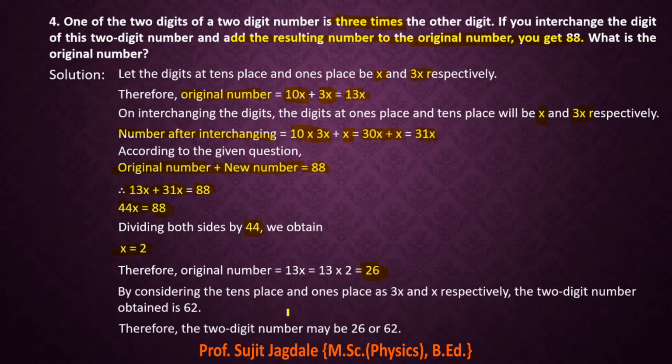Now we can also consider the reverse method. That means the tens place can be considered as 3x and the ones place can be considered as x. So just reversing, the number we are going to get is 62. 62 will be the reverse number. So in both ways you can solve the example. Different numbers are obtained. So the 2-digit number is either 26 or 62. It depends on which value you are taking initially. If you are taking x and 3x, it is 26, and if you are taking 3x and x, then it will be 62. So both answers are correct.